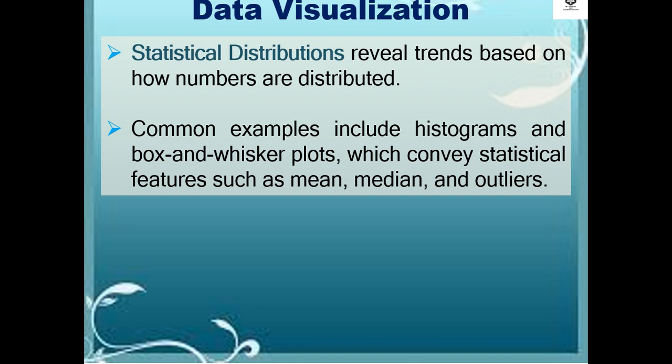Next are statistical distributions, which reveal trends based on how numbers are distributed. Common examples include histograms and box and whisker plots, which convey statistical features such as mean, median, and outliers.